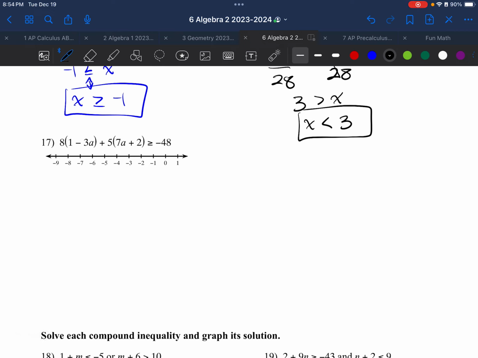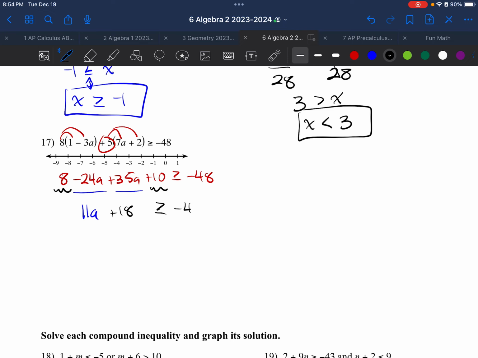All right, lots of distribution coming out over here. 8 times 1 is 8. 8 times negative 3a is negative 24a. Positive 5 times a 7a is a positive 35a. 5 times 2 is a positive 10. We have a greater than or equal to negative 48. Let's combine some like terms. I see a negative 24a and a positive 35a. That looks like it's going to be an 11a. And I also see that we have this 8 and this 10 adds up to an 18. Still greater than or equal to negative 48.